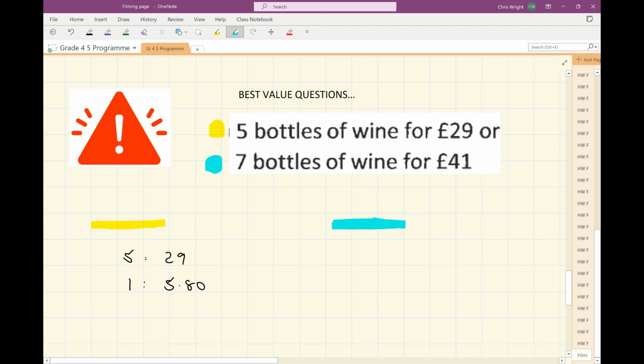Now I'm going to do the same analysis for the 7 bottle of wine offer. So I could buy 7 bottles of wine for £41. Well, again, I'm going to divide to get 1. This time I'm going to divide by 7. 41 divided by 7. So under this offer, each bottle of wine is, well, I get 5.86 to the nearest penny. So which one is the better value? Answer, the 5 bottle of wine offer, because 1 bottle of wine is cheaper.